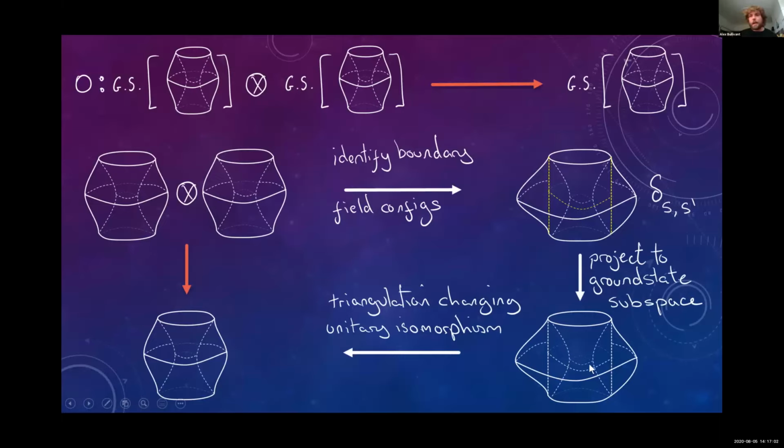And then, using the fact that my theory is equipped with this family of unitary isomorphisms, I can again map some state on this triangulation, which shares the same boundary as this one, and they're both the same manifold. I can define an isomorphism which maps me back into a state of this Hilbert space. And I'm going to say that the algebra product is given by making sure that this diagram commutes. So it's just given by the composition of these maps.